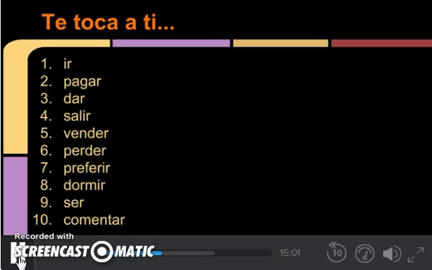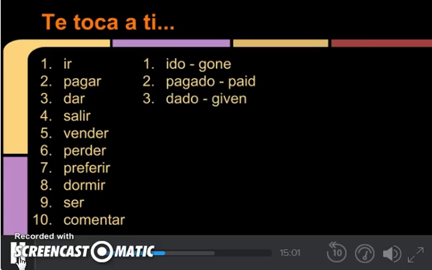Okay, so number one, like I said, ir, it's totally regular. So we're just going to get rid of ir, and we actually add the IR ending, which is ido. Ido, se dice gone. I have gone, yeah. Okay, número dos, pagar, regular AR verb, pagado, paid. Number three, dar is dado, se dice given.